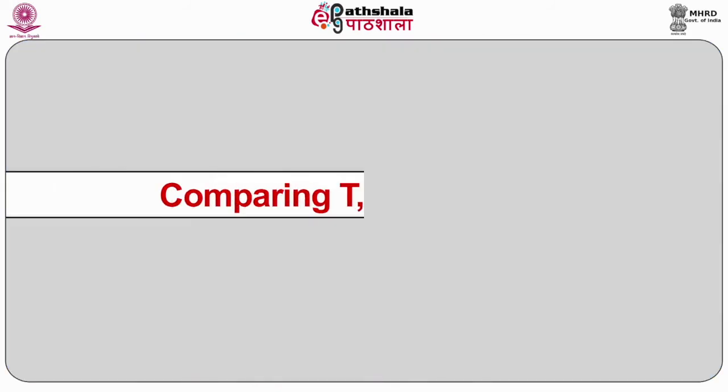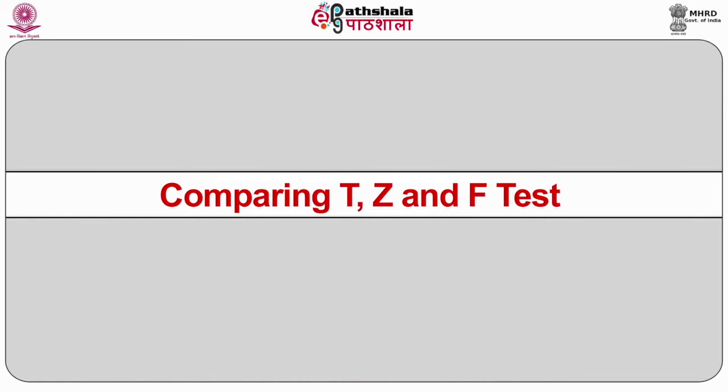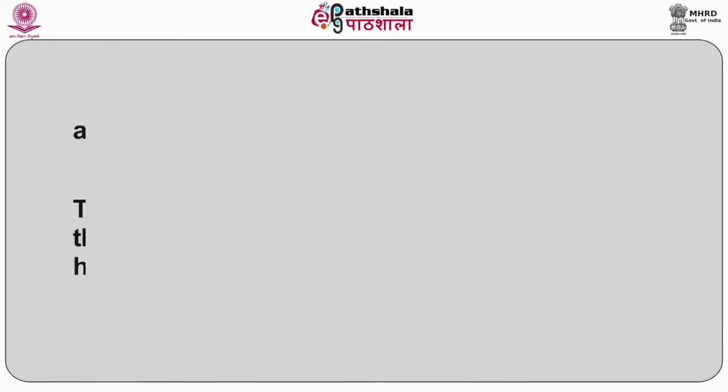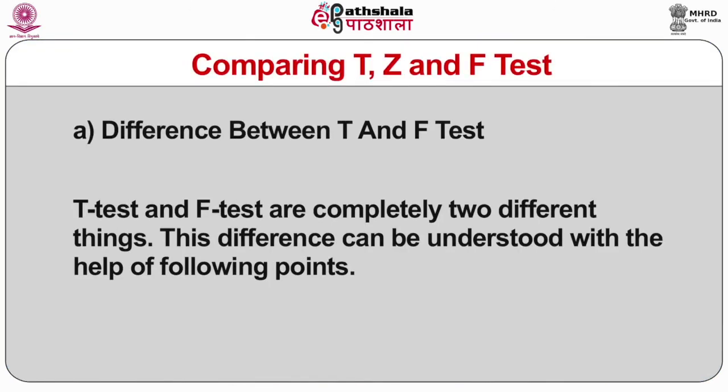Now, after understanding the F test, it is time to compare it with the T and the Z test. After knowing fully the F test, it is now time to compare this test with the T and the Z test. This part of the module will present how the F test is different from the T and Z test. It is divided into two parts. First, we will differentiate the F test from the T test. T and F tests are completely two different things. This difference can be understood with the help of the following points.